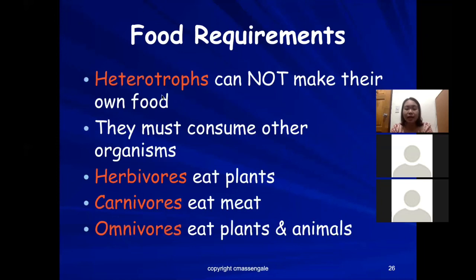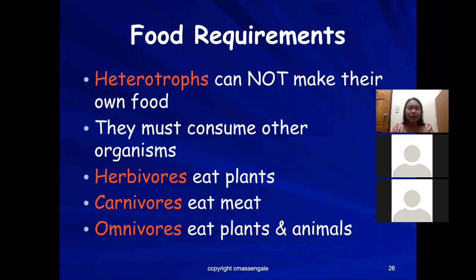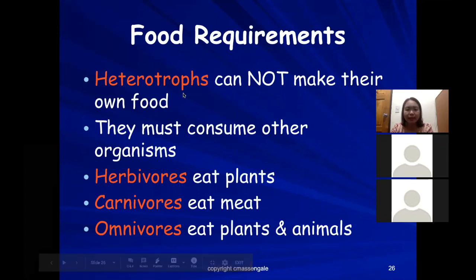So autotrophs and heterotrophs are the two different types. Under heterotrophs are herbivores, carnivores, and omnivores. Heterotrophs, differentiated from autotrophs, cannot make their own food, and they must consume other organisms, both animals or plants. If they eat plants, they are herbivores. But if they eat meat, carnivores. And if they eat both plants and animals, they are omnivores. So for insects, where do you think insects belong? Are they heterotrophs or autotrophs?